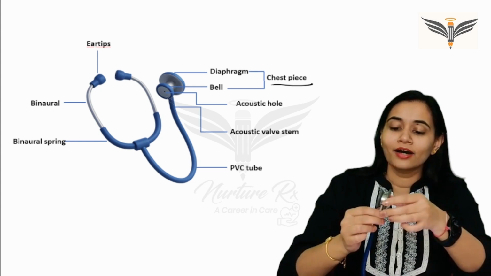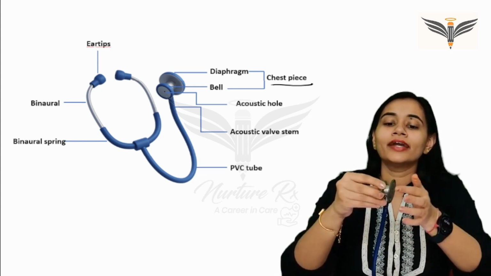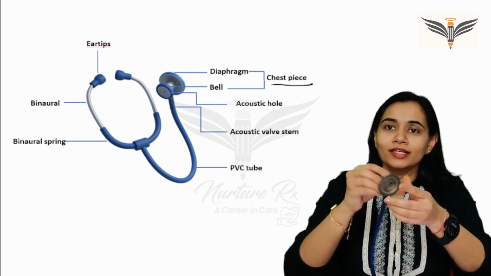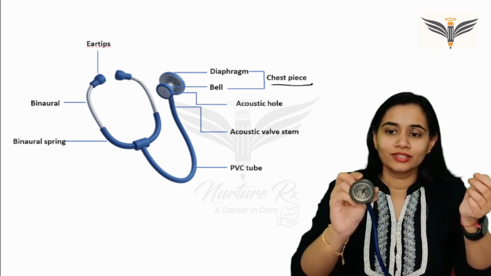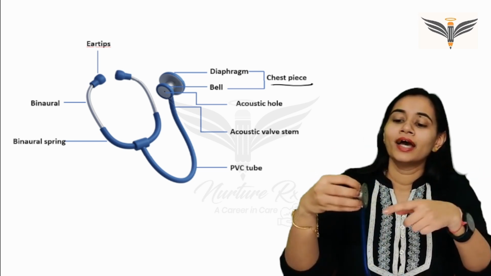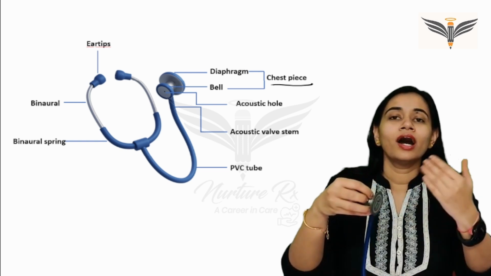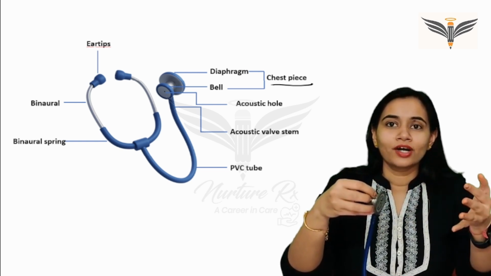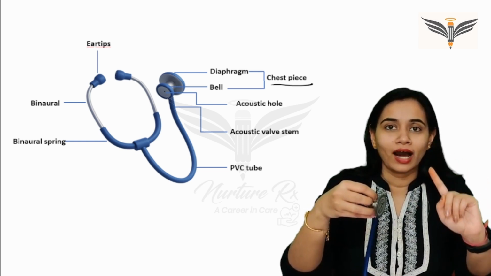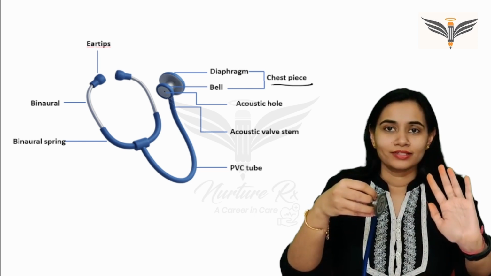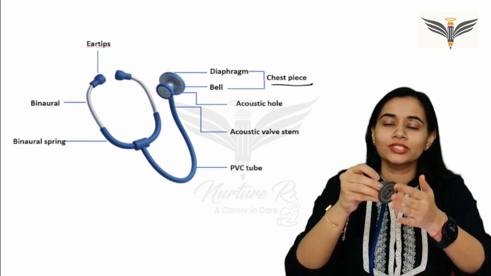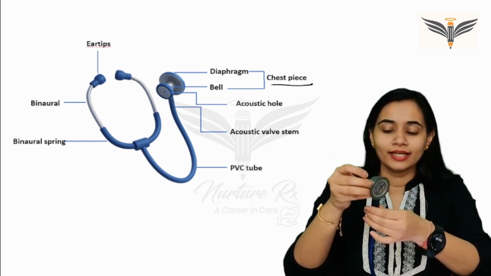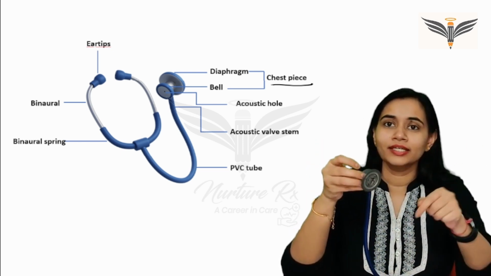Now, having said that, why do we need these two parts? This was enough. Usually in the clinics and hospitals, we see that the doctor is listening through this part itself. So this is for higher frequencies. What are your higher frequencies? Your normal heart sounds and your normal breath sounds. That is your higher frequency sounds, which is transmitted through the diaphragm and taken forward towards the earpiece.